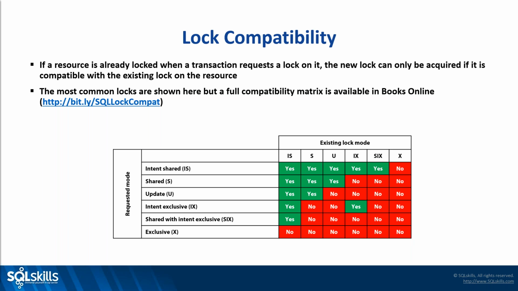So if we look at the compatibility of these, intent locks are always compatible with each other, but they're not compatible with the more granular lock mode. So if we have an intent shared, it's compatible with shared, update, intent exclusive, shared with intent exclusive, but not an exclusive lock. Shared locks are compatible with intent shared, shared, and update, but none of the modification locks. Update locks are compatible with intent shared and shared, but not compatible with another update lock because that update lock is going to go through a process called lock conversion where it shifts from update to exclusive when the row actually gets modified. Intent exclusive locks are compatible with intent shared and intent exclusive. And then exclusive locks are not compatible with any other lock mode. When a resource is locked exclusively, it's exclusive.